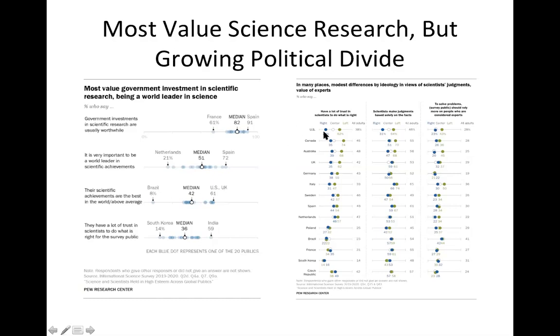And in a lot of countries, what we're seeing is a growing political divide, where conservatives seem to have less trust in science and scientists than liberals do. And so this survey polled conservatives and liberals and people who are moderates, and it saw this political spectrum divide on questions like, do you have a lot of trust in scientists to do what is right? Do scientists make judgments based only on facts? And to solve problems, the survey public should rely more on people who consider themselves experts.